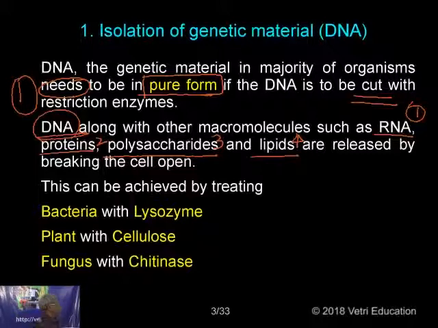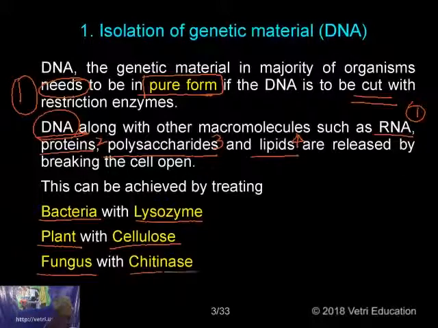How to do that? The cells have to be treated in a suitable way. This can be achieved by, if you are going to carry out your work in a bacteria, then with lysozyme. The plant cells are treated with cellulase, then fungus with chitinase. The cell is broken open and the contents are released by this process.